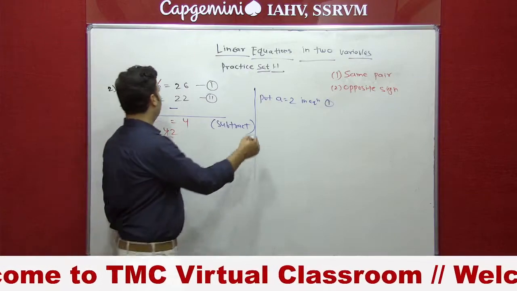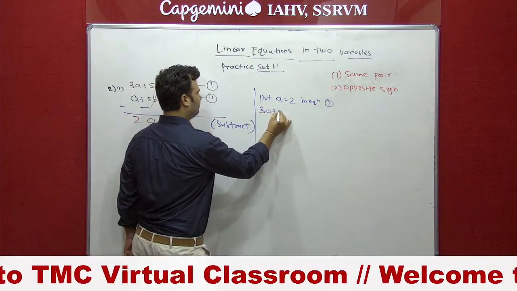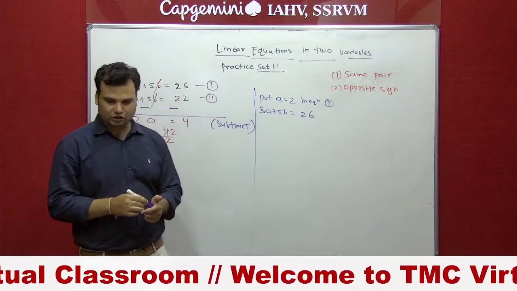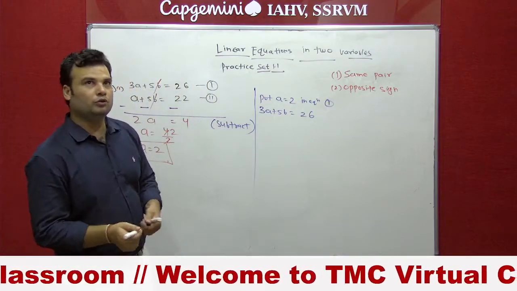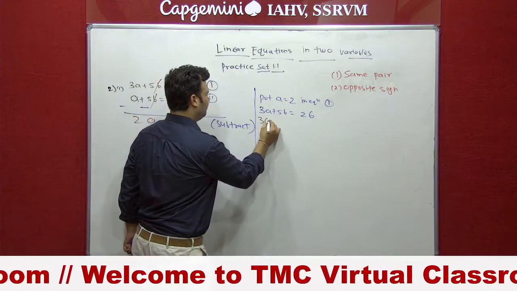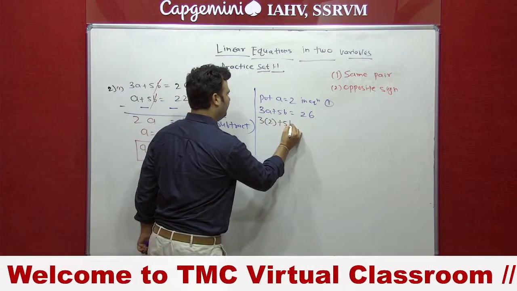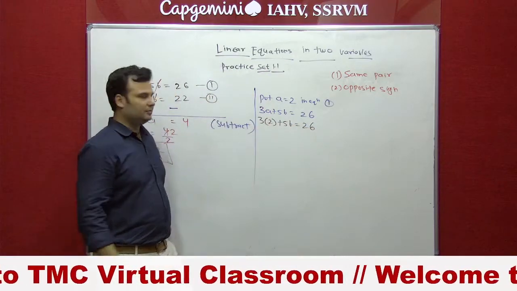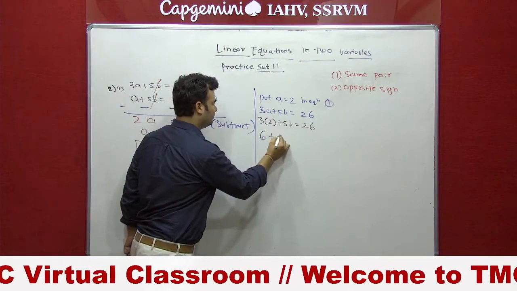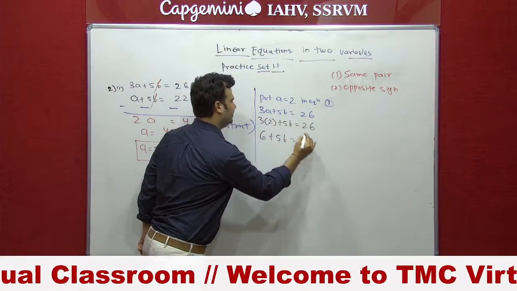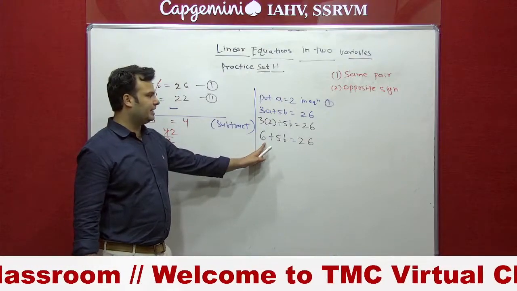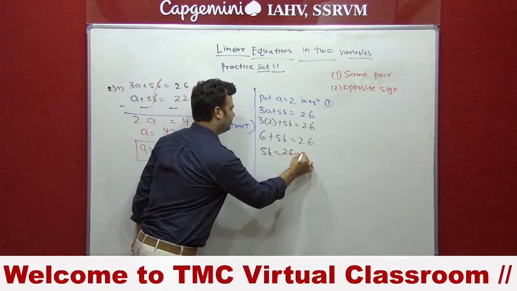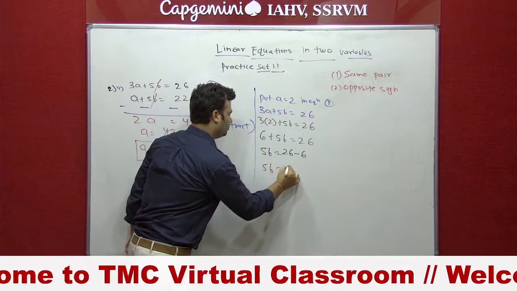So what is equation 1? 3a plus 5b equal to 26. Now in place of a, we can take 2. So 3 times 2 plus 5b equal to 26. Now 3 times 2 is 6, plus 5b equal to 26. Now this side is plus, that side becomes minus. So 5b equal to 26 minus 6, answer is 20.